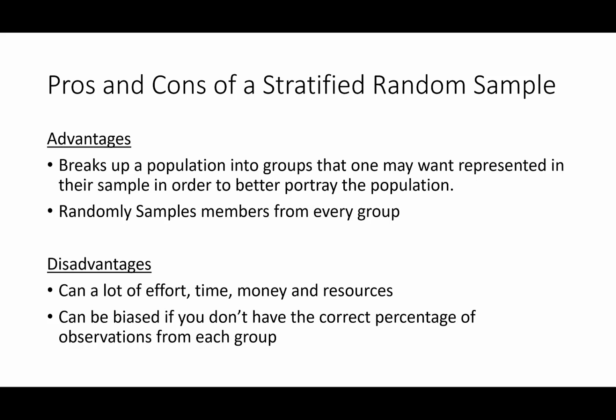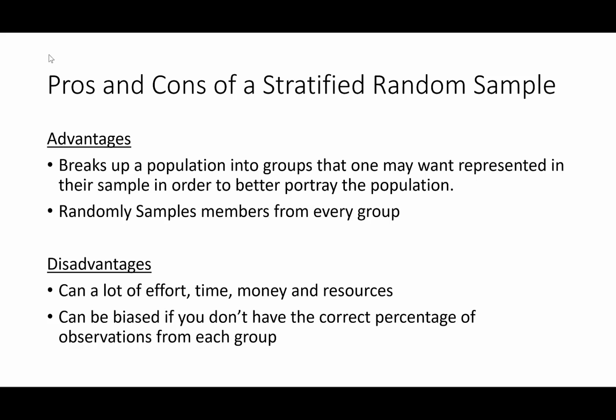You'll also run into issues where if you don't select the correct percentage of observations from each group, for instance, if there's more people in the western United States than there's central, and you selected the same amount of people from the west and the central, well, in that case, you would be biased. You would be overrepresenting central United States people and underrepresenting western United States people. So if you're going to perform a stratified random sample, you want to make sure the percentages of each group match up with what you're sampling from each group.